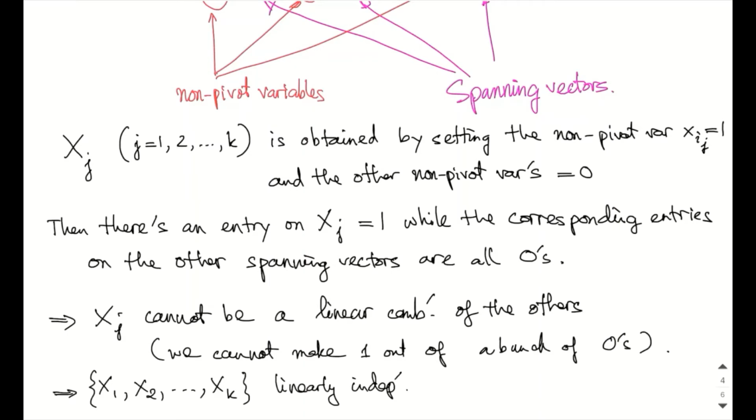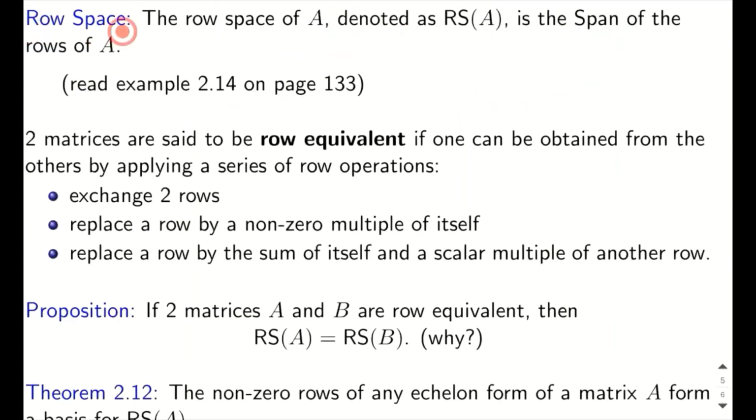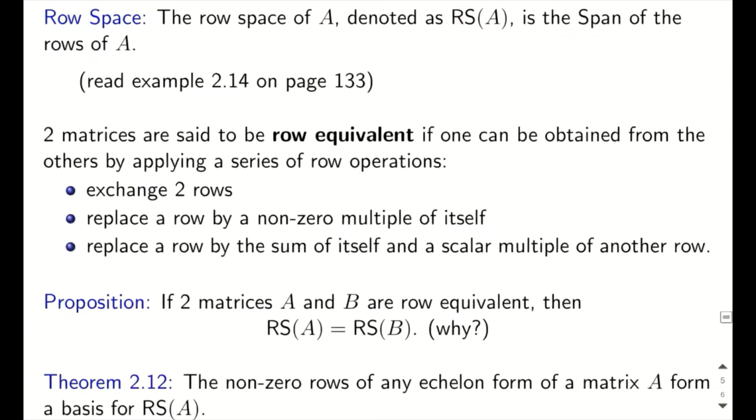All right, so this is the way we are going to find a basis and the nullity, or the dimension, of the null space of A. The row space of a matrix A, denoted as RS, R stands for row, S stands for space, is just the span of the rows of A.